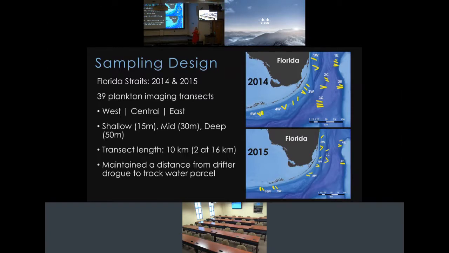The transect length we aimed for was 10 kilometers. To make sure that we were sampling the same water mass, we maintained the same distance to a drogue drifter. So we were moving with that water mass as it came around in the current.